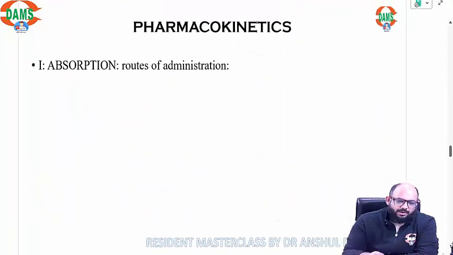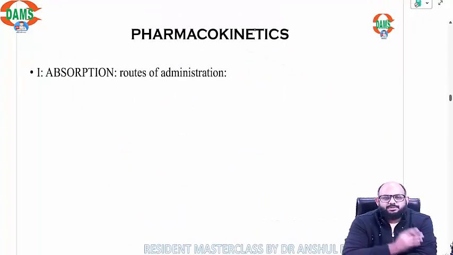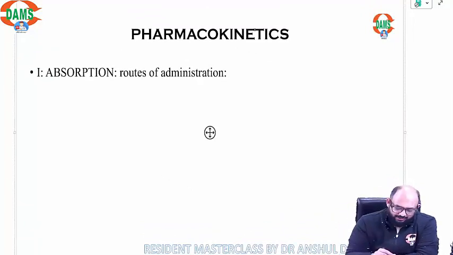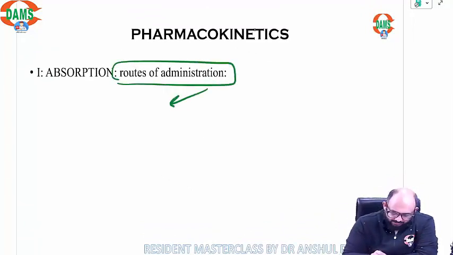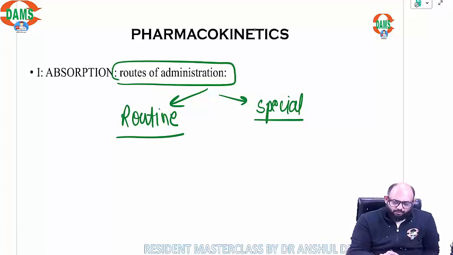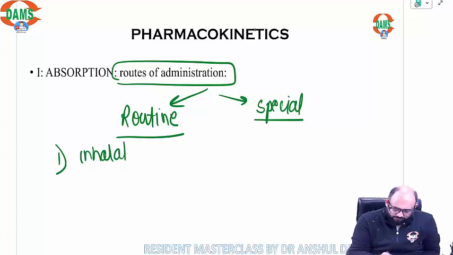Next we move on to absorption. Absorption, how the drug gets absorbed from its site of administration. So there comes the routes of administration. I have divided it into, for ease, routine routes of administration and special routes of administration. Special is not something that we commonly use. Routine, we commonly use inhalational route. As anesthetists, we use inhalational, IV, oral.